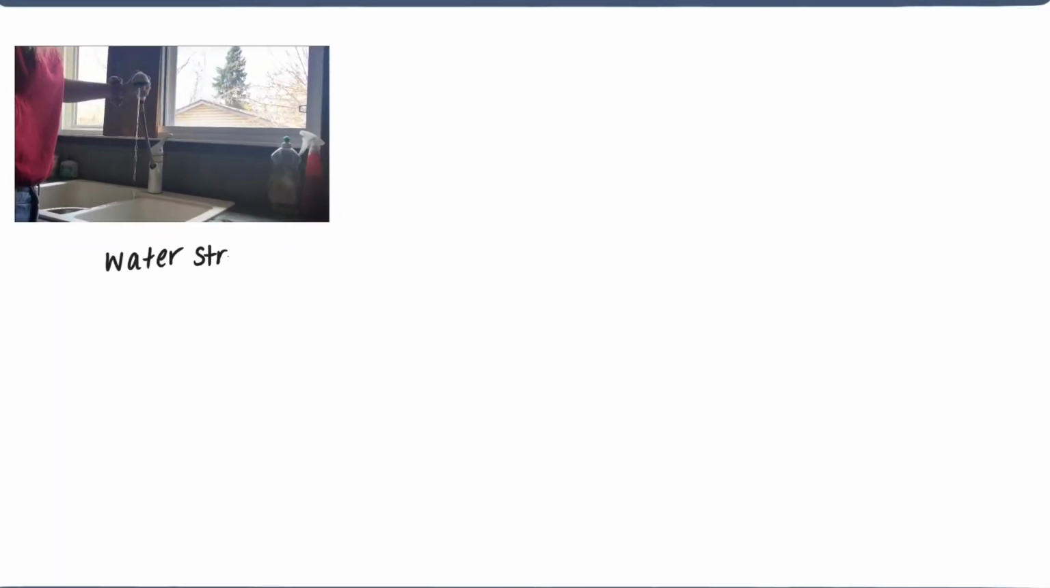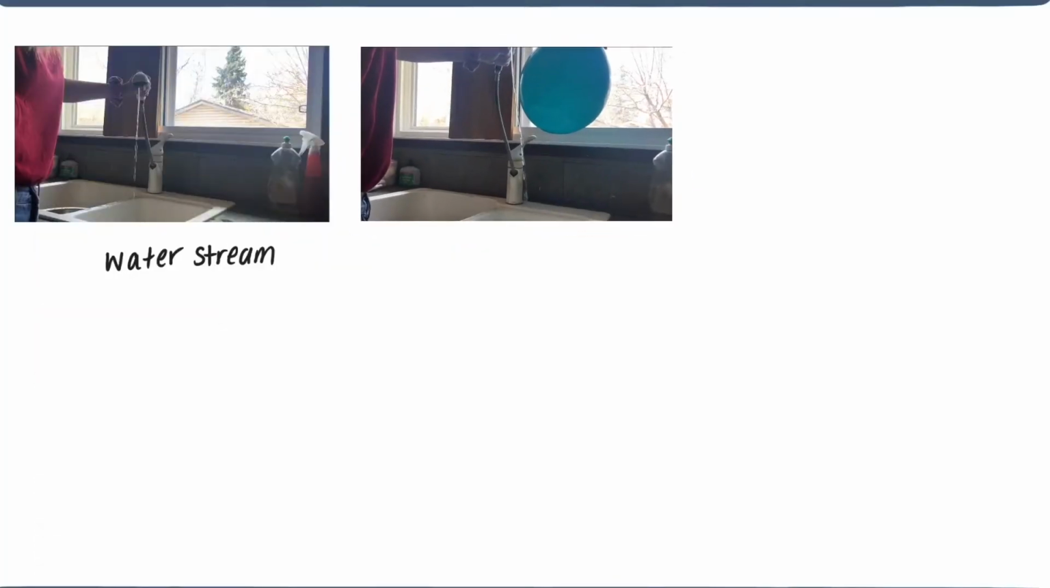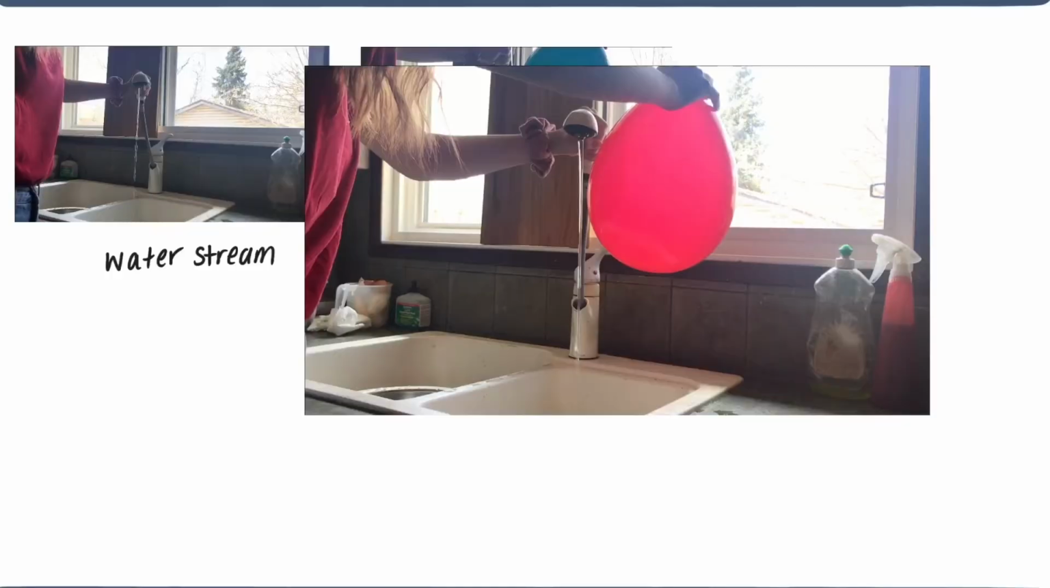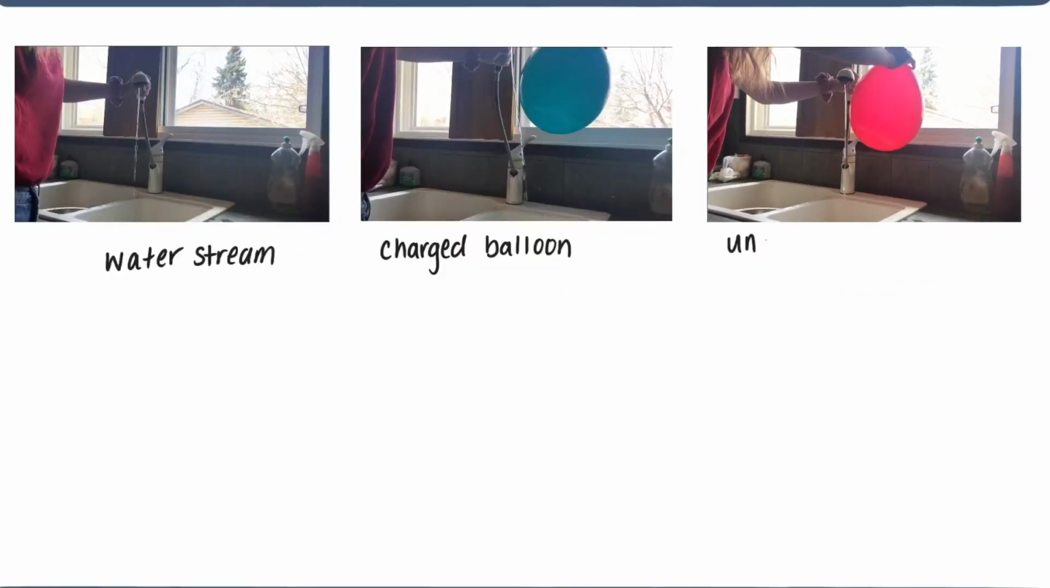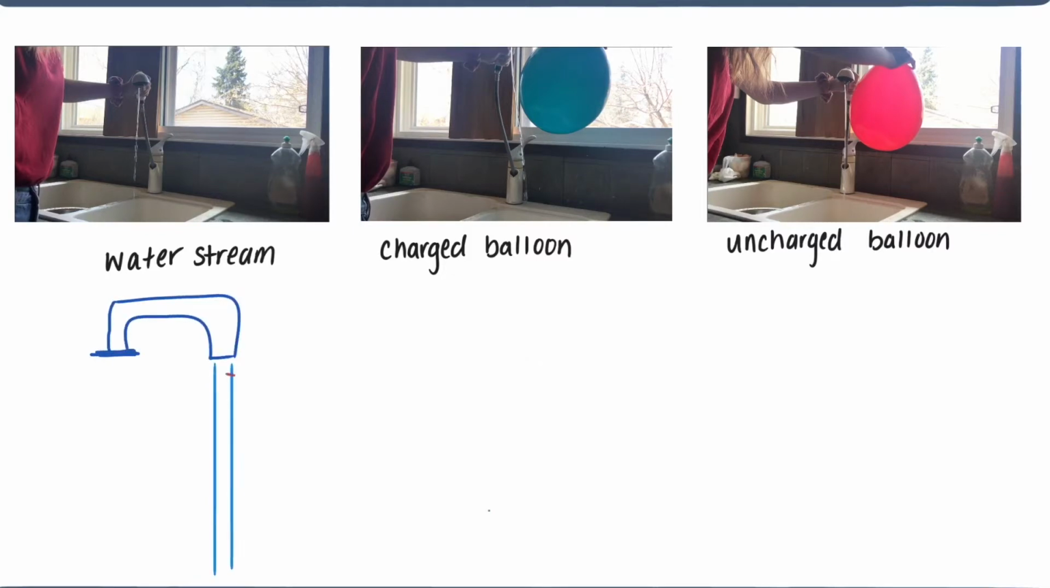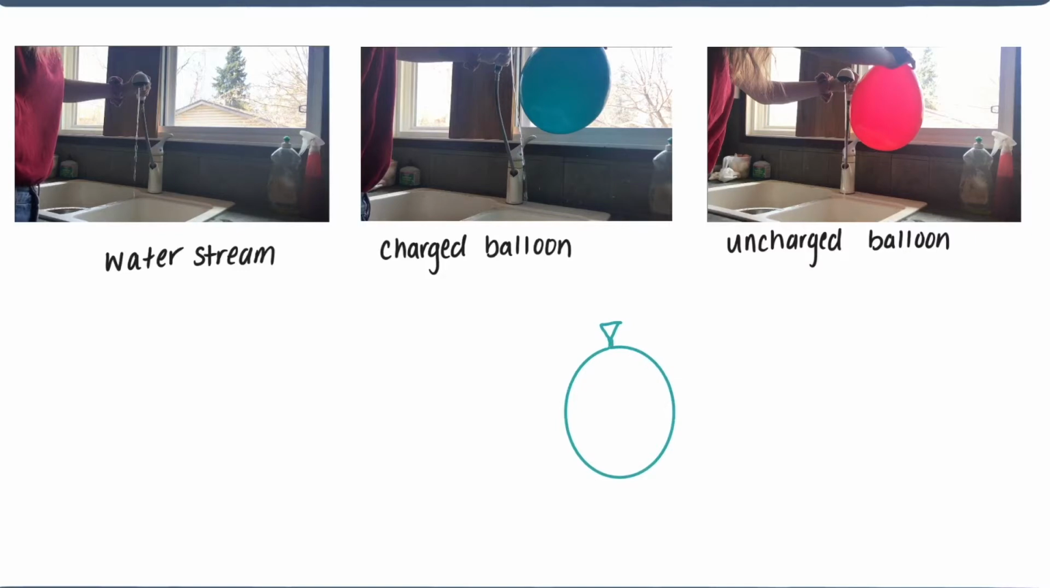So let's take a closer look at the three scenarios that we saw, with the water stream by itself, the charged balloon, and the non-charged balloon. So the water stream by itself has neutral water coming out of it, meaning that the water has a balance of positive and negative charges in it. The charged balloon has excess negative charges near the surface.